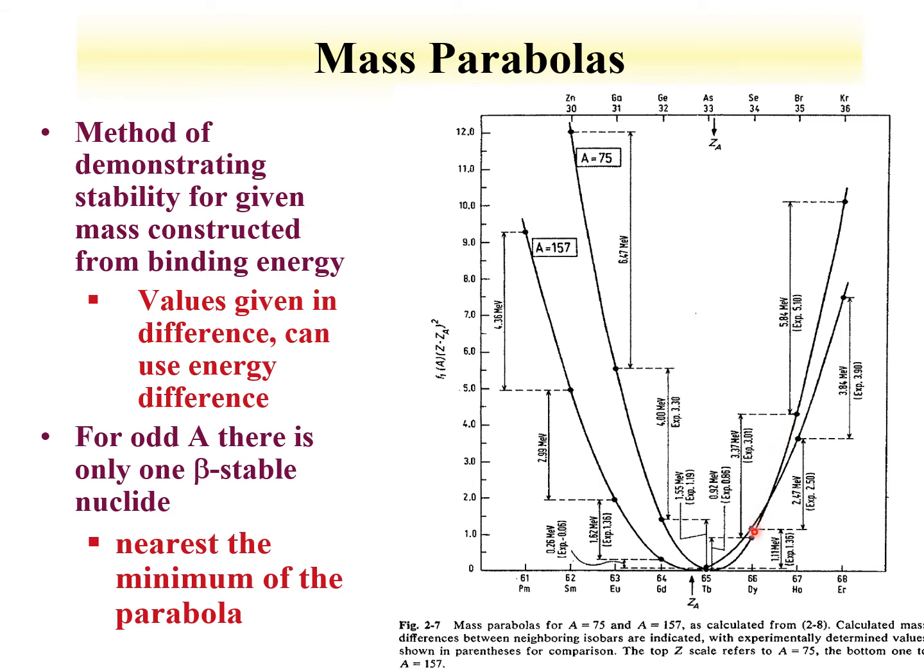So what this shows is a way of plotting the energy from one isotope to another. It also clearly identifies those stable isotopes. Those are at the bottom of the mass parabola. And for odd A isotopes, there's only one beta stable. And for even A isotopes, sometimes there'll be multiple beta stable isotopes.